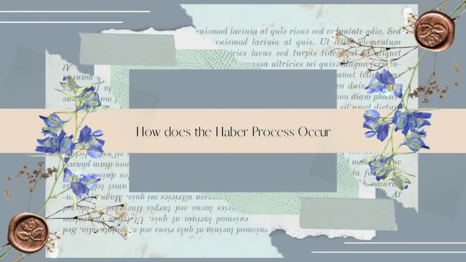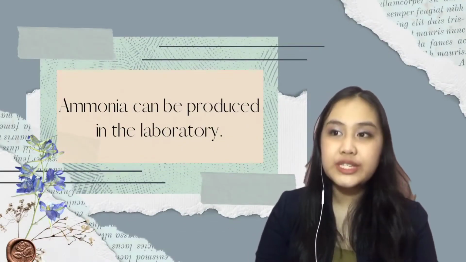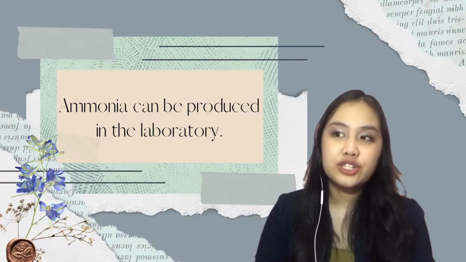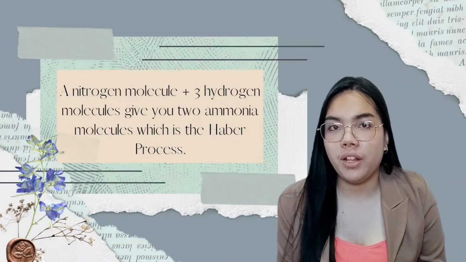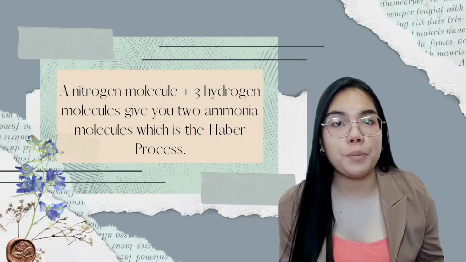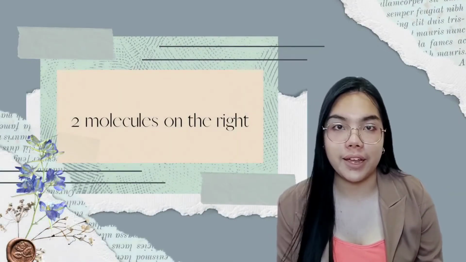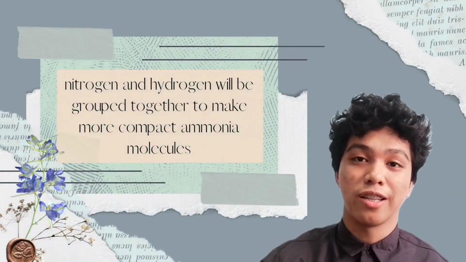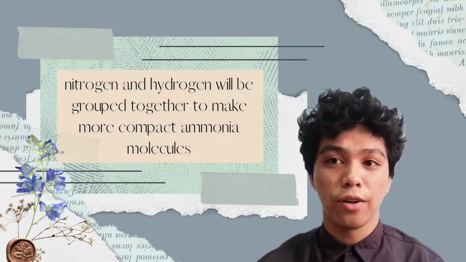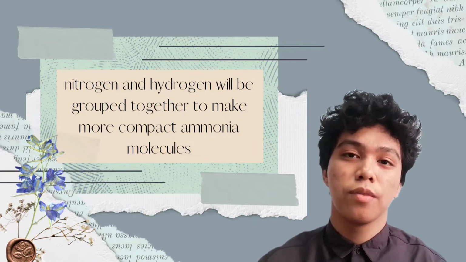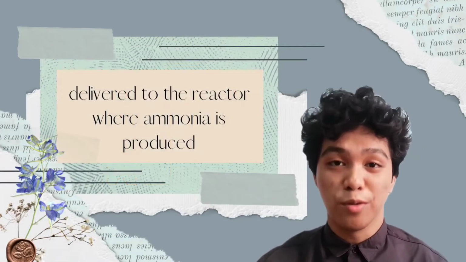How does the Haber process occur? Ammonia can be produced in the laboratory. It can also be made from the thermal decomposition of ammonium chloride or from the reaction of the ammonium with hydroxide ions. A nitrogen molecule plus 3 hydrogen molecules give you 2 ammonia molecules, which is the Haber process. According to the formula, there are 4 molecules on the left and only 2 molecules on the right. If we want a room, for example, to get less crowded and therefore have less pressure, nitrogen and hydrogen will be grouped together to make more compact ammonia molecules. Basically, the molecules are compressed before being delivered to the reactor where ammonia is produced.